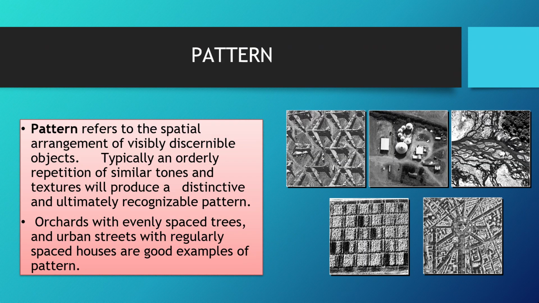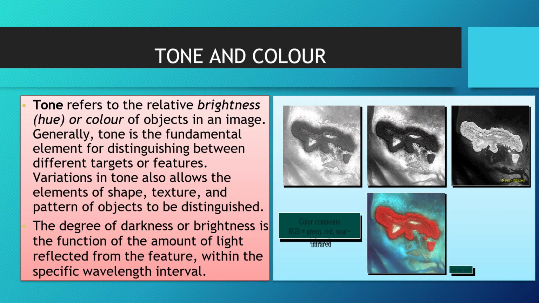Let's explain pattern. Pattern refers to the spatial arrangement or repetition of objects in an image. When similar shapes, tones, or textures are arranged in an organized way, they create a recognizable pattern. For example, evenly spaced trees in orchards or regularly aligned houses and streets in urban areas form clear and identifiable patterns.